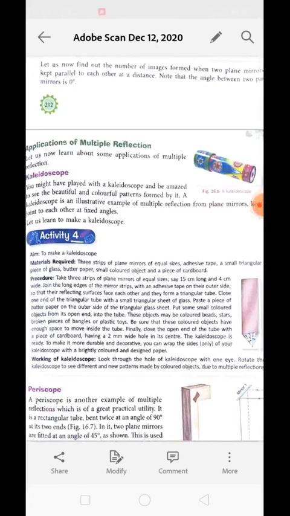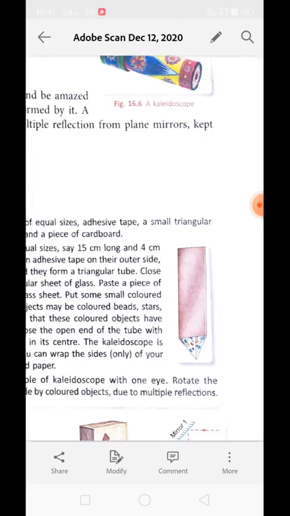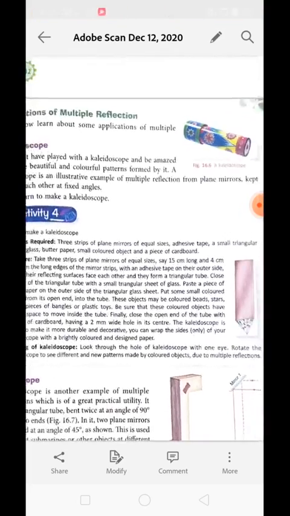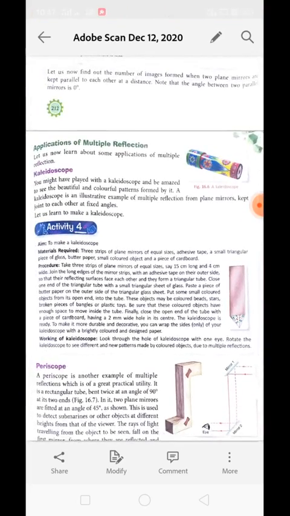Let's understand how we can make a kaleidoscope. This is the structure of a kaleidoscope, right? Let's see what things are required to make a kaleidoscope. We need 3 strips of plane mirror of equal size obviously, adhesive tape, a small triangular piece of glass or a butter paper or small colored object, and a piece of card.